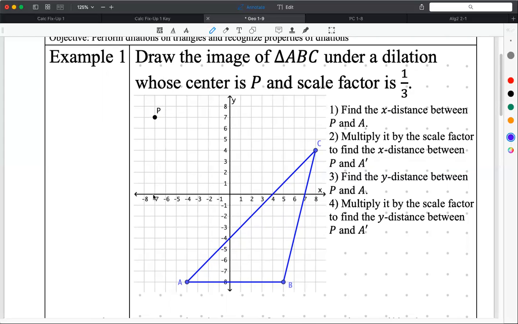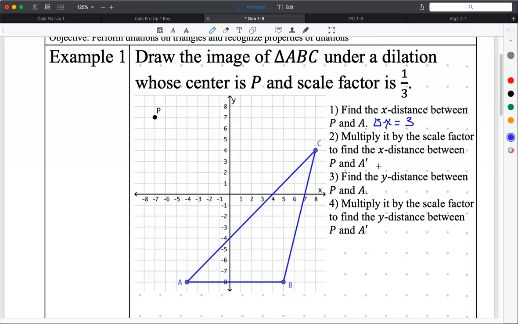So P has an x coordinate of -7 if I draw down to the x axis, and A has an x coordinate of -4. So the distance between P and A in terms of our change in x, our delta x, if you will, 1, 2, 3. So our change in x is equal to 3. From there, we're going to multiply it by the scale factor to find the x distance between P and our image A prime.